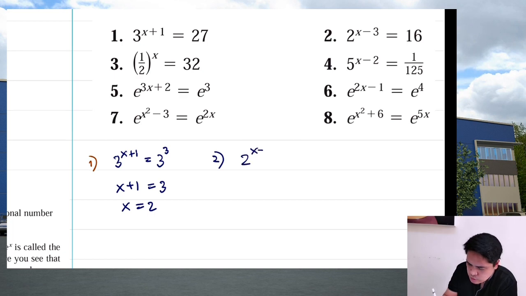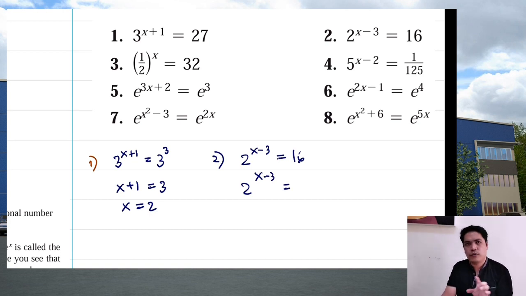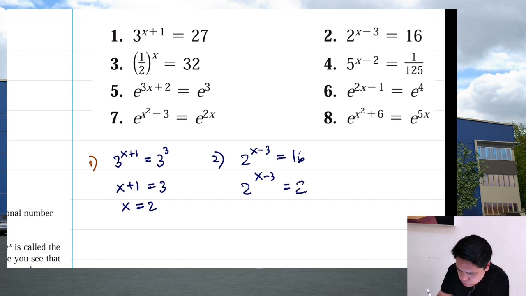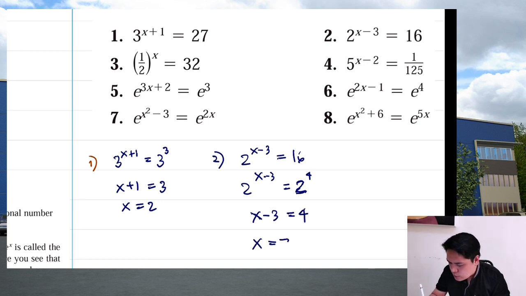That's 2 raised to x minus 3. That would be equal to 16. So, 2 raised to x minus 3 is equal to 16, which is 4 times 4. And 4 is 2 squared. So, that would be 2 raised to 4. 2 times 2 is 4 times 2 is 8 times 2 is 16. So therefore, x minus 3 is equal to 4. So therefore, x is equal to 7, right? If we transpose this, that would be 4 plus 3. Okay? So I think we could skip the other functions here kasi madali na naman.